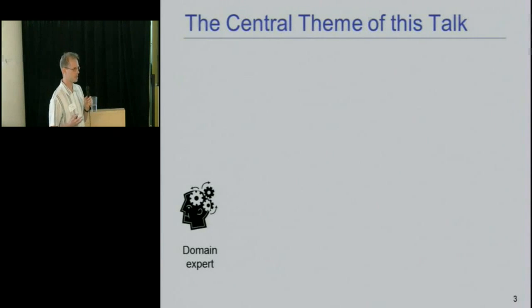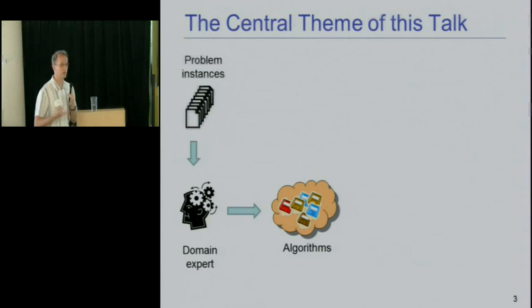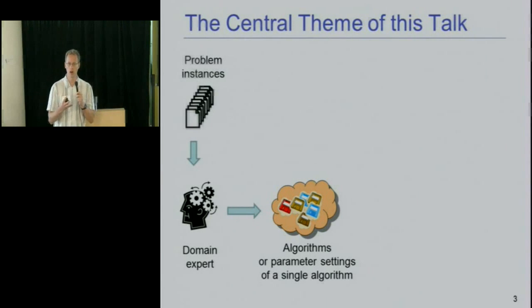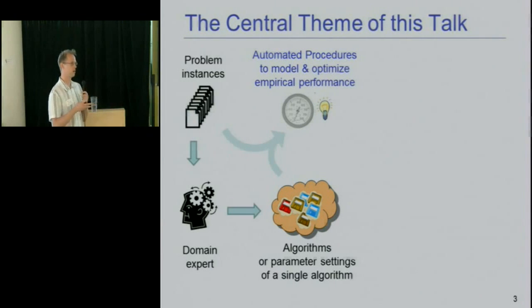You're a domain expert in whichever domain you work in, and there are problem instances you work with. You're trying to build better algorithms for solving those problem instances. Now, there might be a lot of algorithms out there already, and you're trying to figure out which one is the best to use for your particular instance set, or you're working on a particular algorithm of your own, and you have some parameters of that algorithm that you can change, such as different heuristics or different optimizers you could use, or different numerical parameters, you name it. All I'm going to require from these algorithms or parameter settings of an algorithm today is that you can actually run that algorithm on an instance and measure the empirical performance. The talk is about automated procedures to model that performance and to optimize that performance.